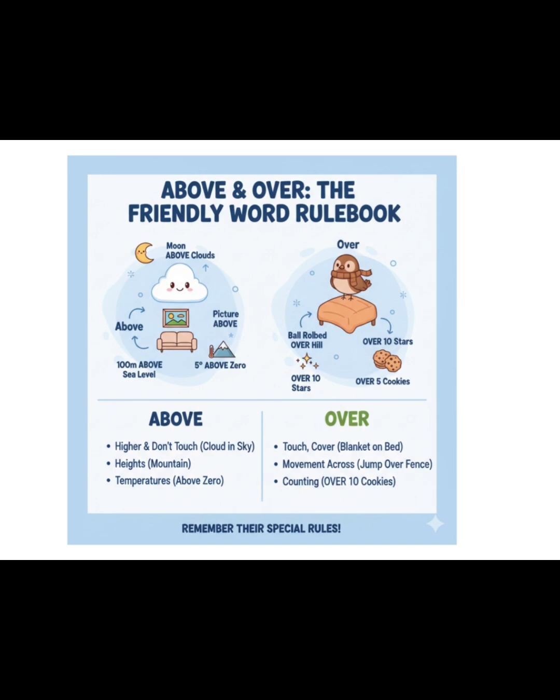Above is for when things are higher and don't touch, like a cloud in the sky. He also loves to talk about heights and temperatures above zero. Over is for when things touch, cover, or are counted, like a blanket on a bed or a number of cookies.